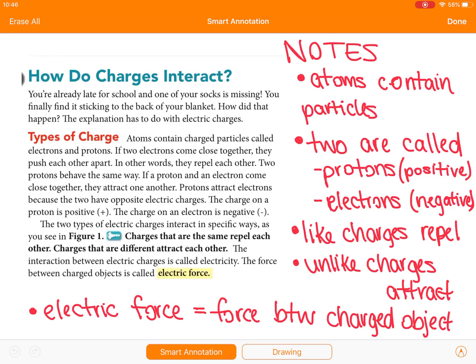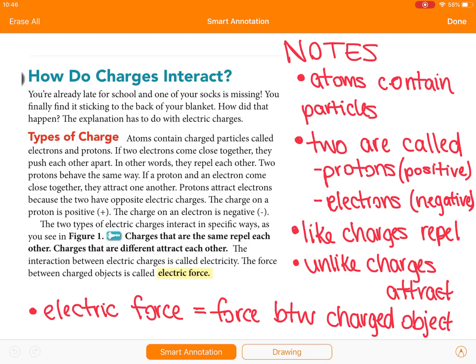Hello, so let's start talking about how charges interact. All right, so to be able to start this conversation, we need to think about where exactly it is that we find these charges and what they are. So atoms contain particles, and these particles have names. And that is what we mean when we're talking about a charge.